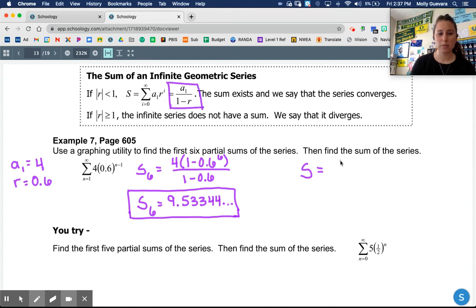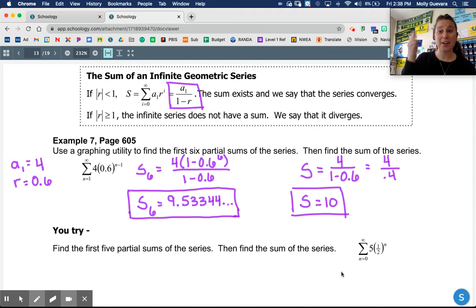Okay, so it's equal to the first term, which is 4, over 1 minus my R, which is 0.6. This leaves me 4 over 0.4. So the sum of this infinite series is 10, meaning that every time I add on a new number, it gets closer and closer and closer. The sum, right, gets closer and closer and closer to 10.